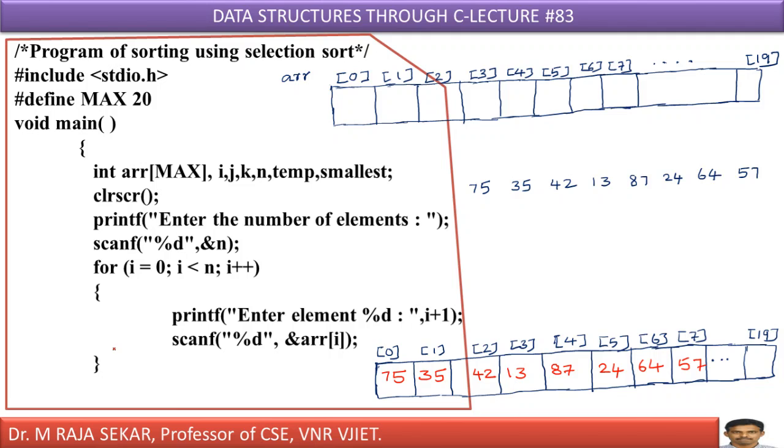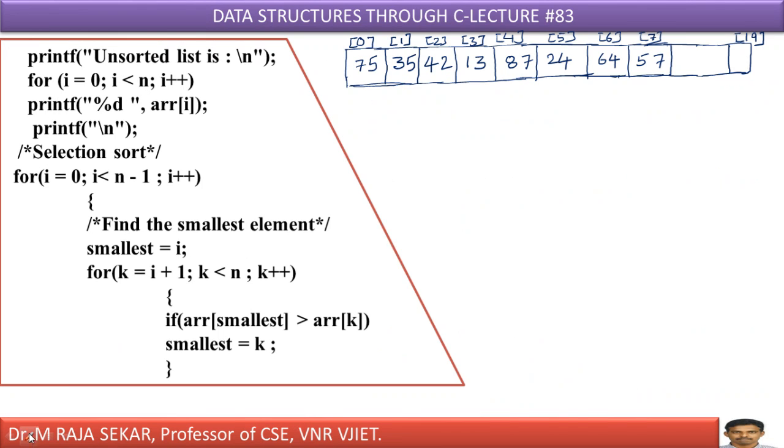After this, let me sort these elements. How can I sort? First the unsorted list of elements: this input list I will display. i = 0, 0 less than n, n means 8. 0 less than 8, correct. arr[0] means 75 will get displayed. i++, previous value of i is 0, now i becomes 1, 1 less than 8, arr[1], 35. i++, 2, 2 less than 8, arr[2] means 42. i++, 3, 3 less than 8, arr[3] means 13, 87, 24, 64, 57. Till i reaches 7, it will display all the elements.